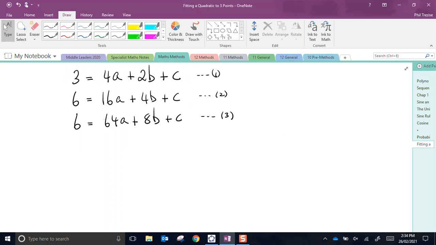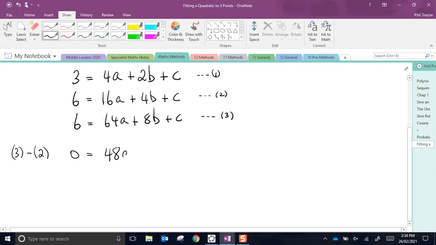Now I notice that I've got c, c, c here at the end. What if I go equation 3 subtract equation 2? So 6 take 6 would be 0. 64a take 16a. So 64 take 10 is 54, take another 6 is 48a. Then 8b take 4b is 4b, and c take c disappears, as I was hoping to eliminate. Let's call this one equation 4.